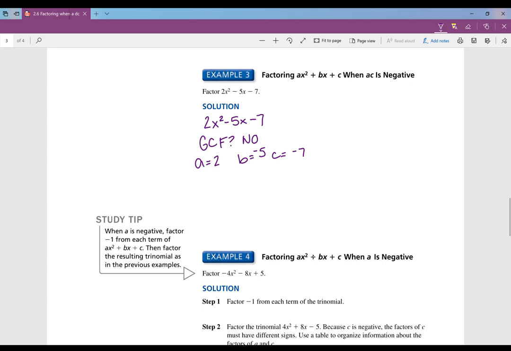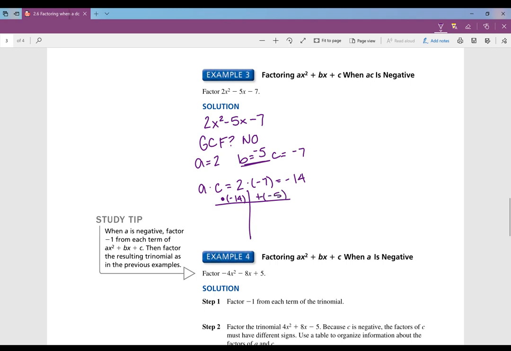Okay, and then we need to do A times C. So that's going to be 2 times -7, which will give us -14. So that -14 tells us that we need two numbers that are going to multiply to -14, but we want them to add to our B value, which is -5.